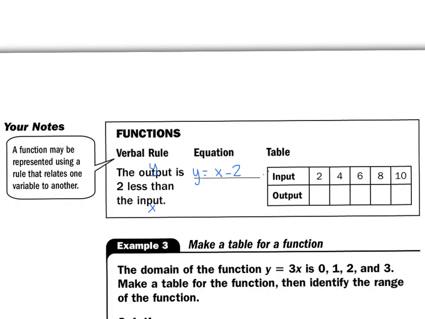So when we're making our table, we're going to take our input values and substitute them in for the x. Okay, so we're going to have 2 minus 2, y equals 2 minus 2. 2 minus 2 is 0, so our output is 0. Then we'll do 4 minus 2, which will give us 2. 6 minus 2 will give us 4. 8 minus 2 is 6. And 10 minus 2 is 8. And that is how we fill in an input-output table.